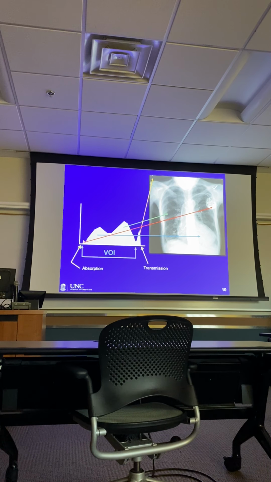Very low numbers, meaning a lot of absorption, but we don't have a high frequency of it, so it must mean this has got to be a small structure because we don't have a lot of these. So what does that correspond to? That metal, the pacemaker.